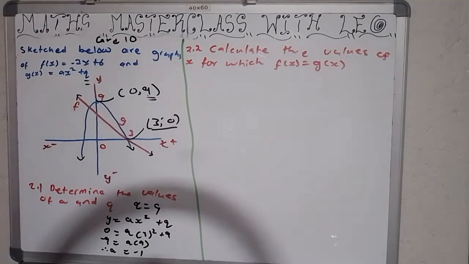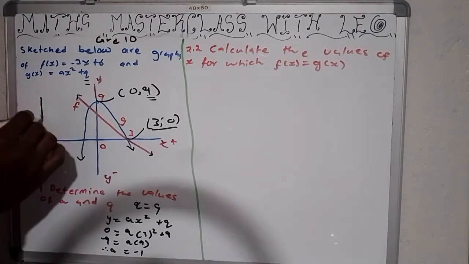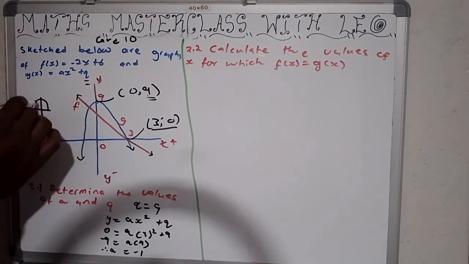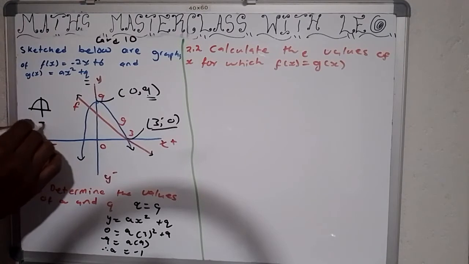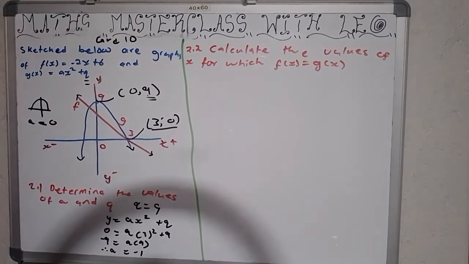Is my value of a correct? Yes, it could be correct, because if you check my graph, it is a sad face. The value of a is less than 0. The value of a is negative.